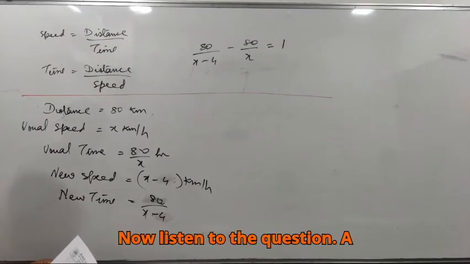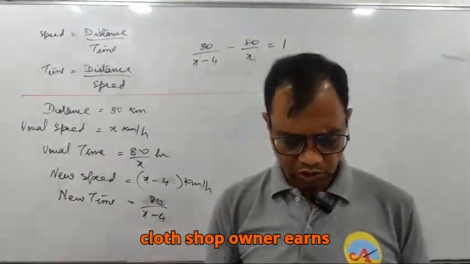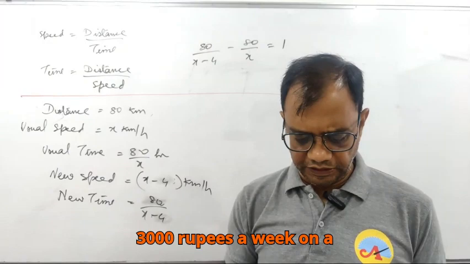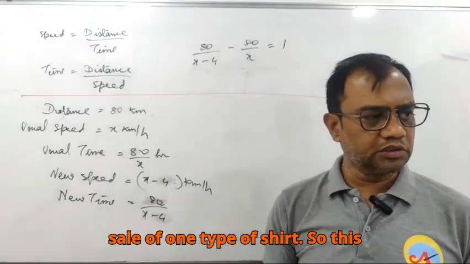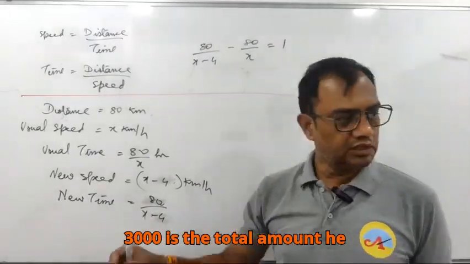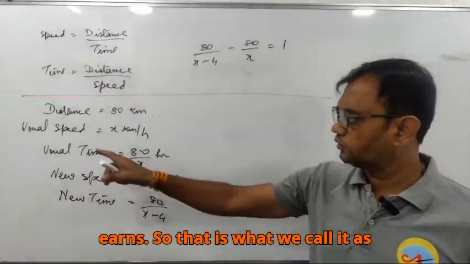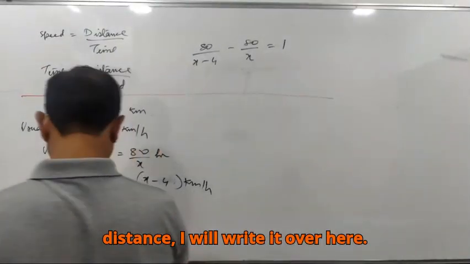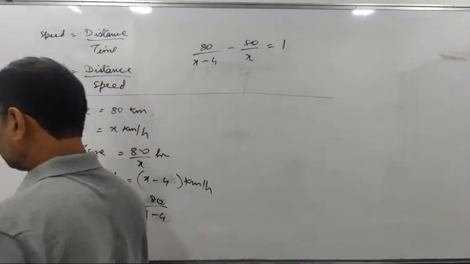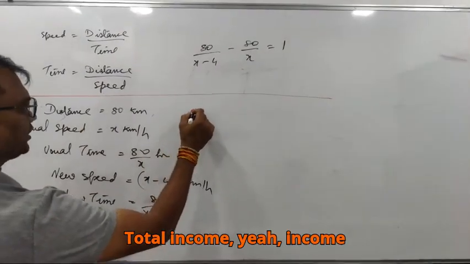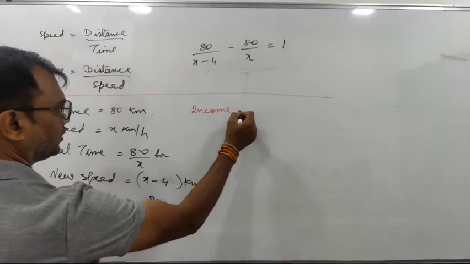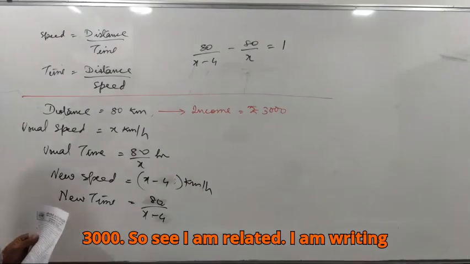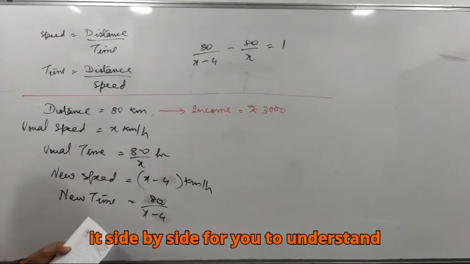Now listen to the question. A cloth shop owner earns 3,000 rupees a week on the sale of one type of shirt. So this 3,000 is the total amount he earns. So that is what we called distance. So instead of distance, I will write it over here: total income equal to rupees 3,000. See, I am writing it side by side for you to understand well.